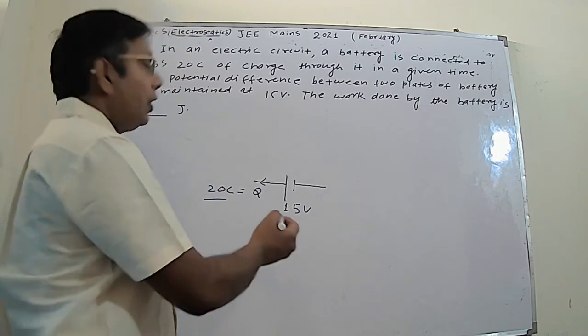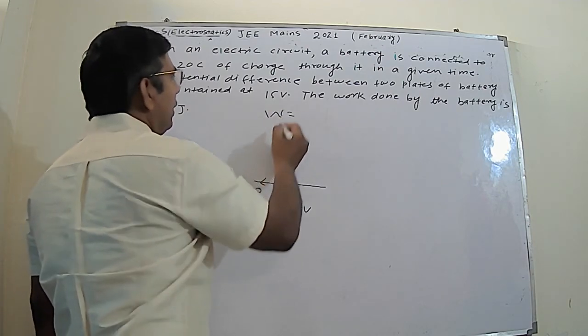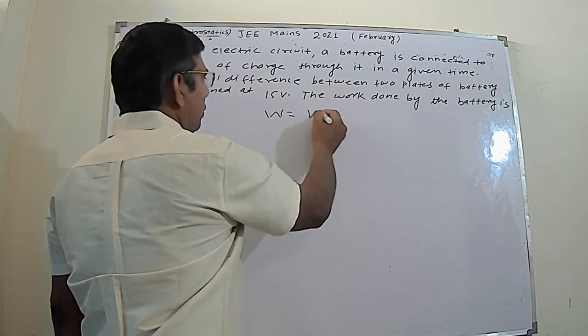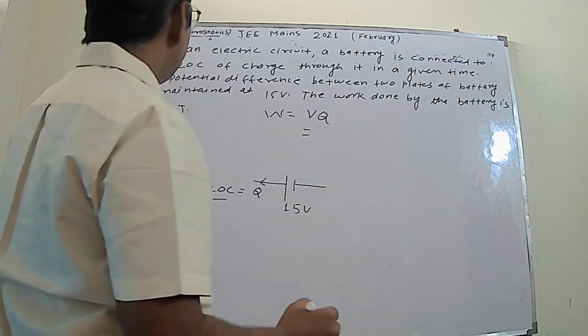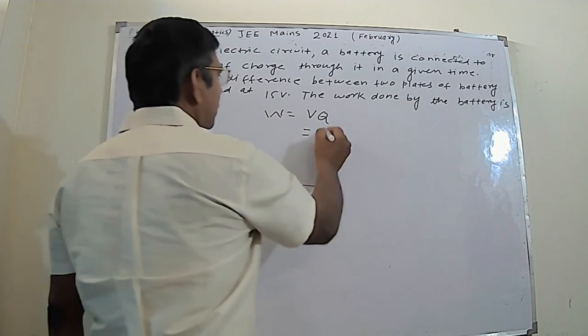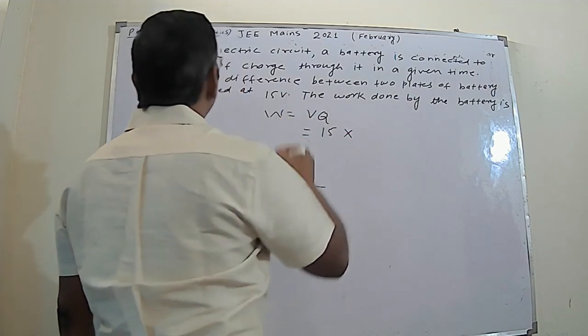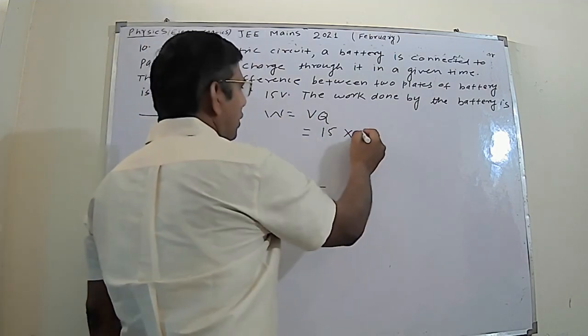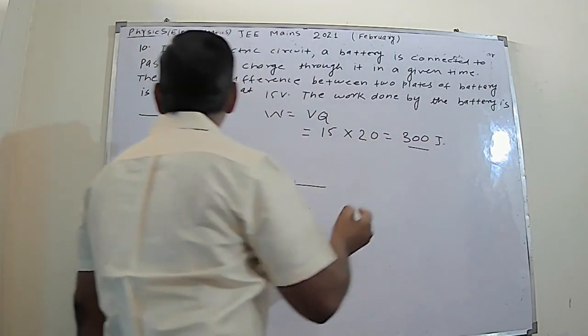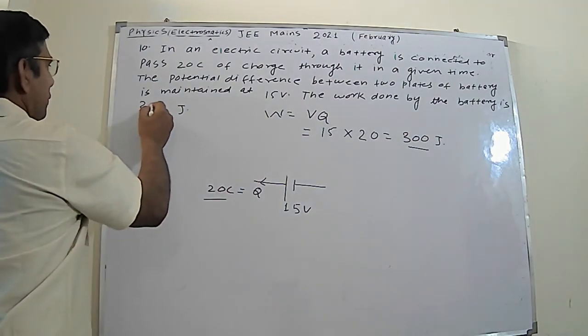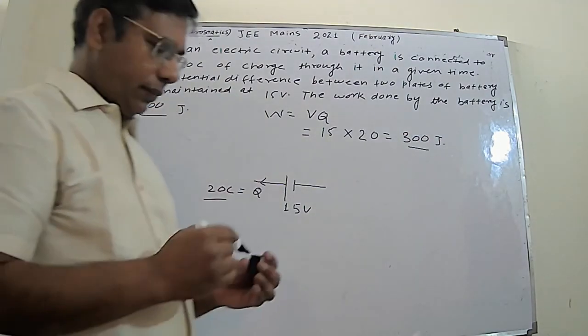It's very simple. We know that work done will be V into Q. So what is the value of V? V is 15 volt, and what is Q? Q is 20, so it will be 300 joule. So the answer will be 300 here. Okay. Thank you.